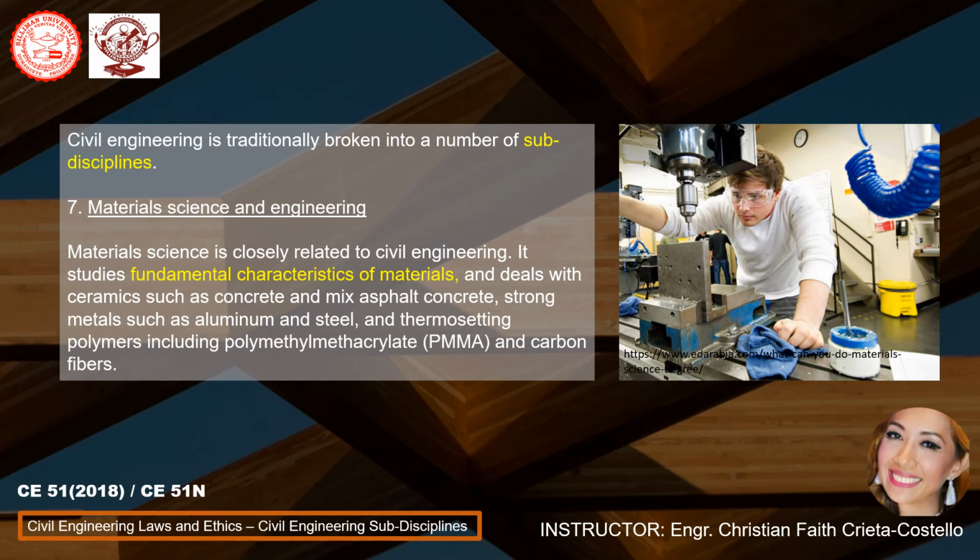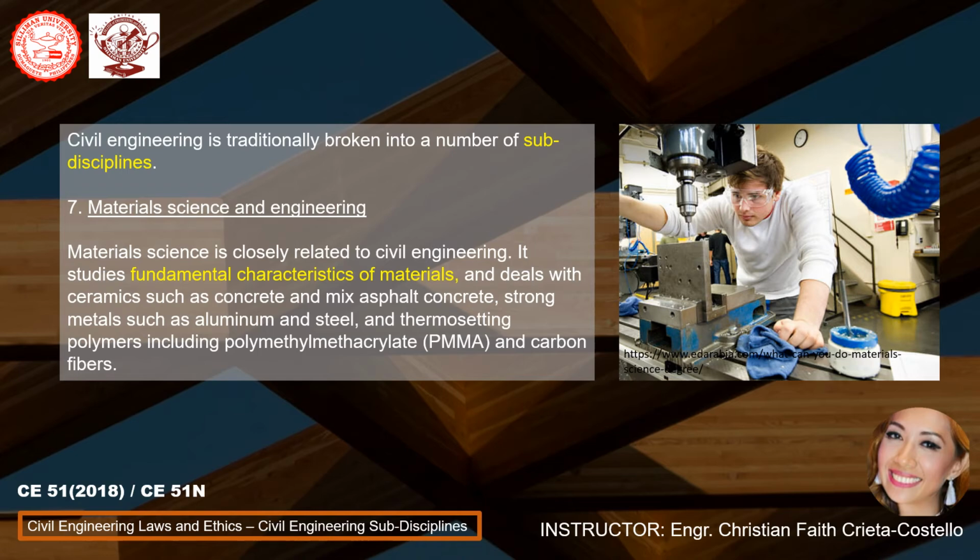Now, with material science and engineering, material science is closely related to civil engineering. It studies fundamental characteristics of materials and deals with ceramics such as concrete and mixed asphalt concrete, strong metals such as aluminum and steel, and thermosetting polymers, including polymethyl methacrylate or PMMA and carbon fibers.